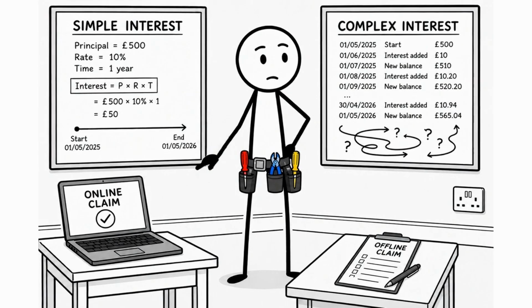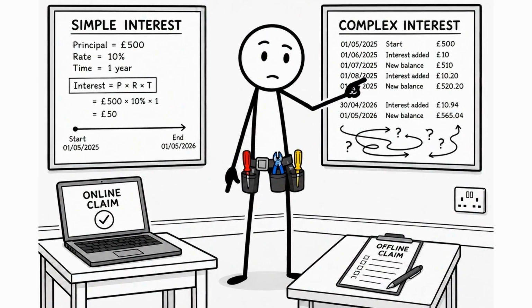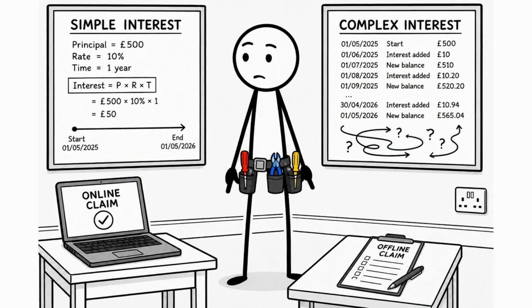When making a claim, the details of the interest, like the rate, the dates, and the daily amount, are usually set out clearly as part of the claim.